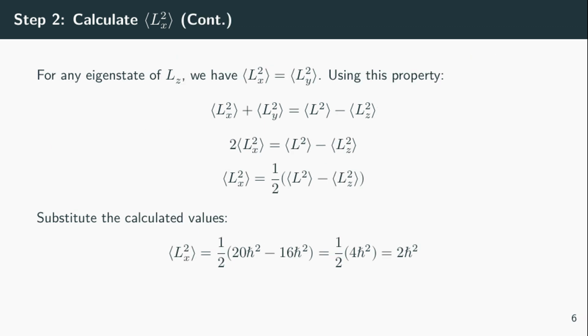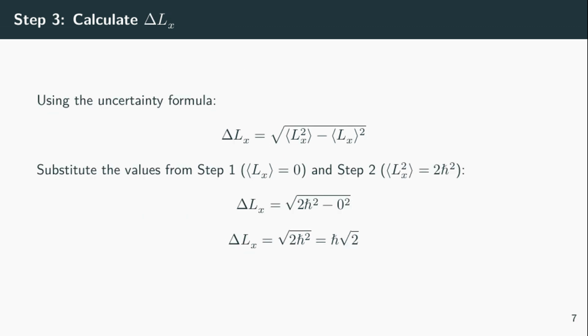For any eigenstate of Lz, an important property is that the expectation value of Lx squared equals the expectation value of Ly squared. We'll use this. Starting from the identity for the expectation value of L squared, we rearrange it to express the sum of the expectation values of Lx squared and Ly squared. Now, using the property that the expectation values of Lx squared and Ly squared are equal, we can simplify this equation to 2 times the expectation value of Lx squared. Dividing by 2 gives us the expression for the expectation value of Lx squared. Finally, we plug in the values we previously calculated for the expectation values of L squared and Lz squared, and performing the arithmetic, we find the expectation value of Lx squared to be 2 h bar squared.